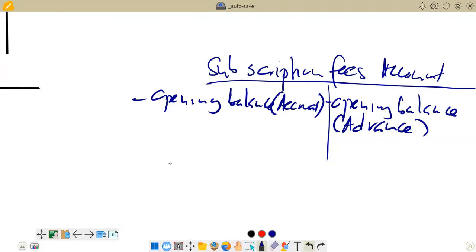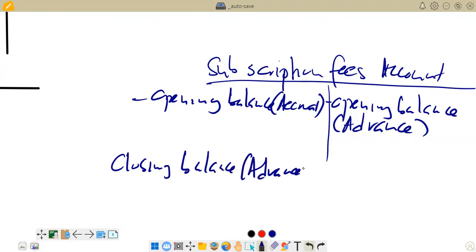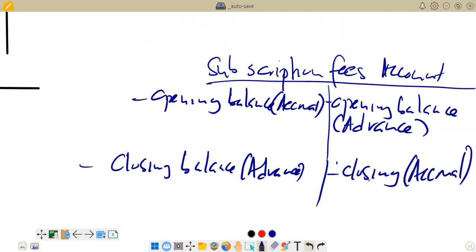Then on the closing balances, it becomes the opposite now. It means this advance, which is on the credit, when it's a closing, comes on the opposite side. So a closing balance being in advance comes on the debit side. So this is what we have. And then closing, when it's now an accrual, comes on the debit, on the credit, sorry. So we are saying here now, we are having our closing. When it's an accrual, it comes on the credit side. So this is what we have.